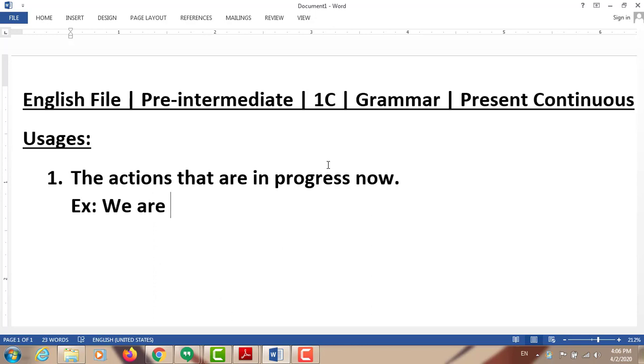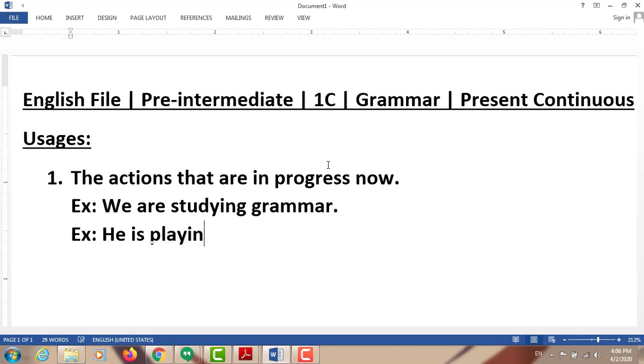Okay. For example, we are studying grammar. So this action is what? It's in progress now. Next example, he is playing games on his phone. He's playing games on his phone.